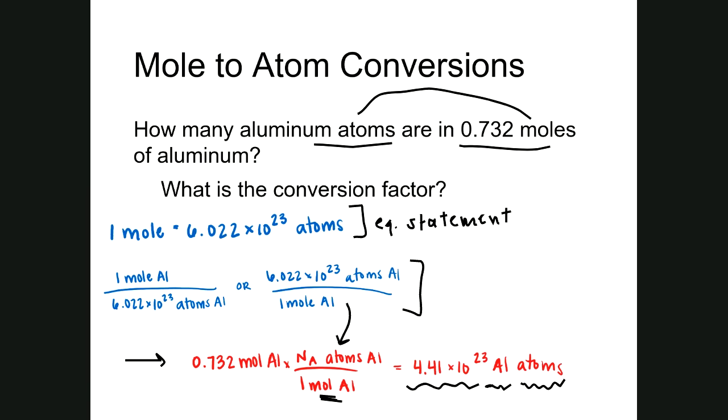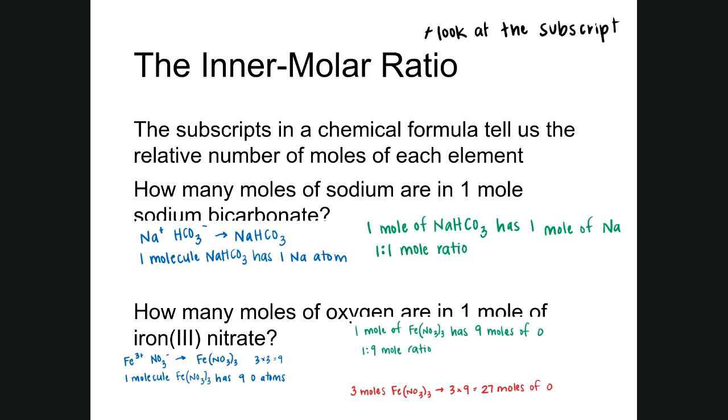So let's look at a case a little bit more specific where we can use this idea of a mole to atom conversion, but with chemical compounds. So we have something called the intermolar ratio, and I'm often going to abbreviate this as IMR.